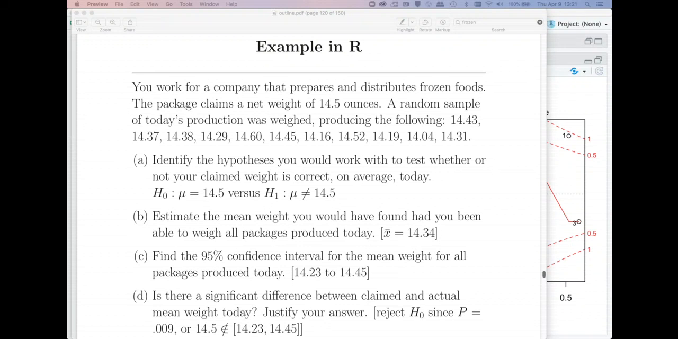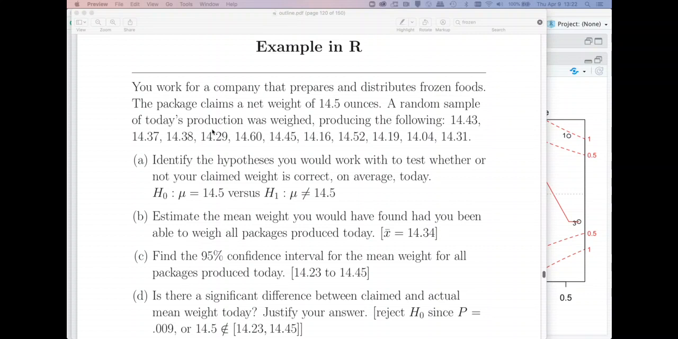We draw a random sample of, it turns out to be 11 frozen food packages that we produced. We weigh them, and here are the results. So part A asks us to identify the hypotheses to test whether or not your claimed weight is correct on the average today.